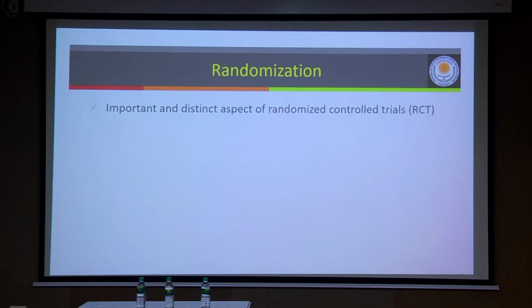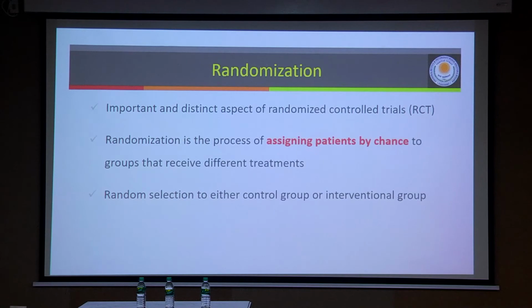So what is randomization? It is an important and distinct aspect of randomized control trials. I hope you all had a good session on study designs yesterday, where they talked about qualitative, quantitative. Among the quantitative, you have RCTs, cohort, case control, different types of studies. This randomization holds only for the randomized control trials, where there will be 2 groups. One will be control and one will be the intervention group. What we are trying to do is to make sure that patients are randomly assigned to each group.